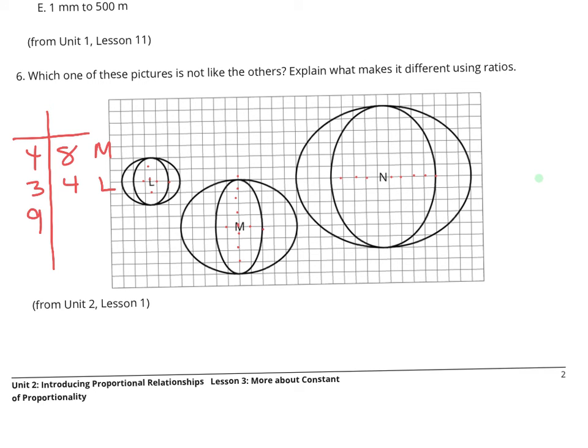And N has 9 to, did I count that right? Let's see, to 12. And that's for N. And if I divide those out, if I divide M, I get 2, 8 divided by 4. For L, I get 1.3 repeating, and for N, I also get 1.3 repeating. So the two that are the same would be L and N. The one that's different would be M.